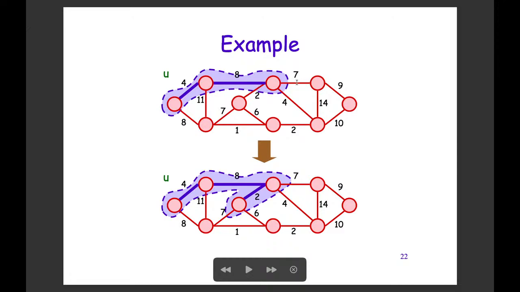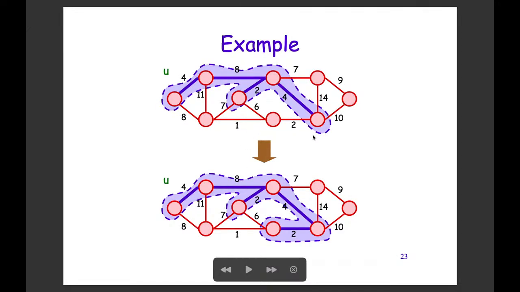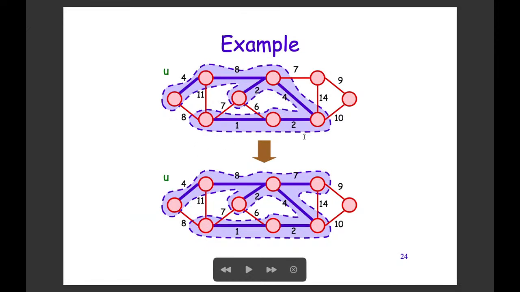If this is the U, then we will look at all the edges connected to this U with the smallest weight. This new U will connect to 8, 11, 2, 4, and 7, right? In such a case, 2 is the smallest one, so we will include this 2. Now we grow the U, we will connect to 8, 11, 7, 6, 4, 7, right? So we will next include this edge 4, and after that, we should include this edge 2. And after that, we should include this edge 1, right? After adding this edge 1, we will include this edge 7.